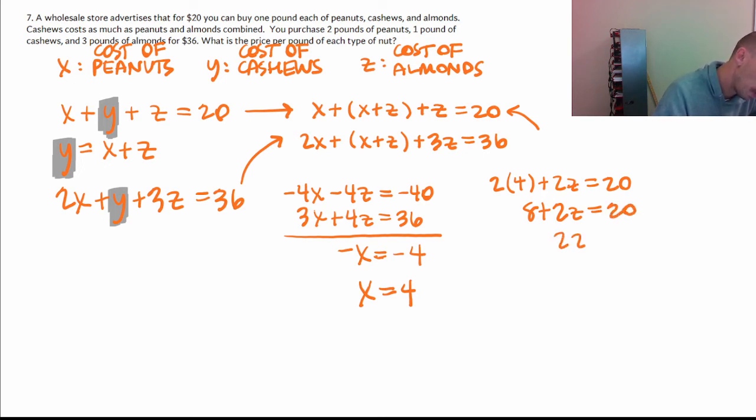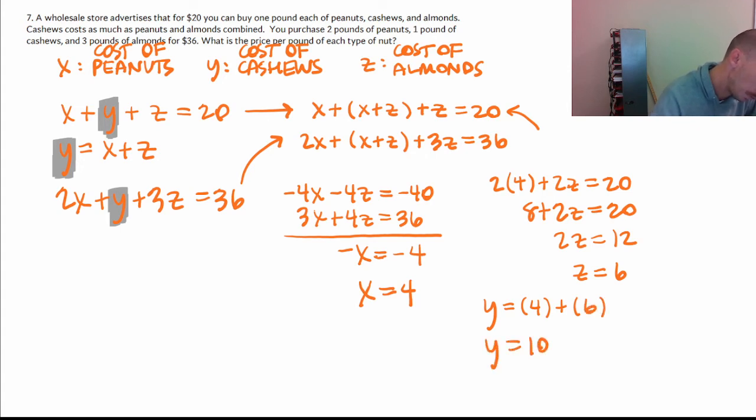And I'm going to subtract 8 from both sides, so I'll get 2Z equals 12. Z equals 6. Okay, and then we've got this original equation we substituted on, y equals x plus z, so I think I'm going to just say y equals x plus z, which we had determined was 6. And so that'll be y equals 10.